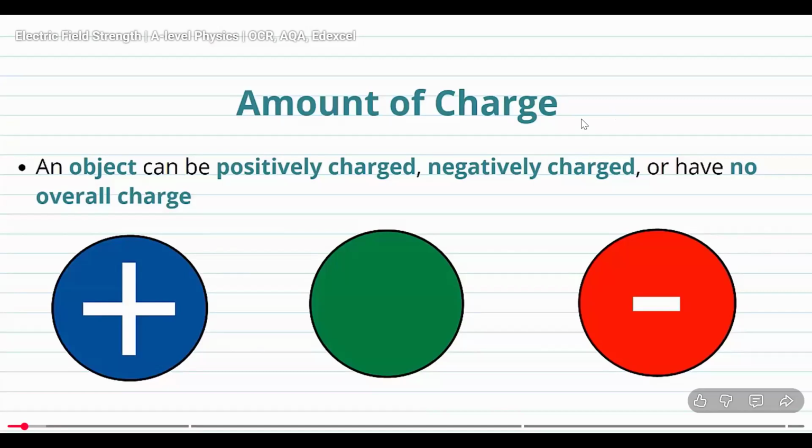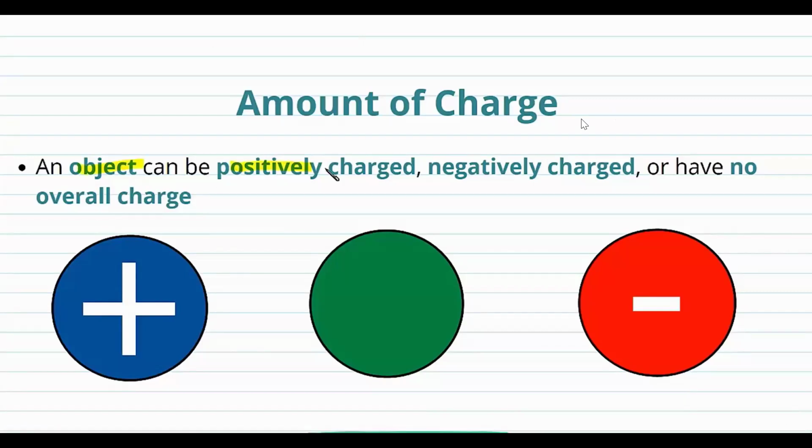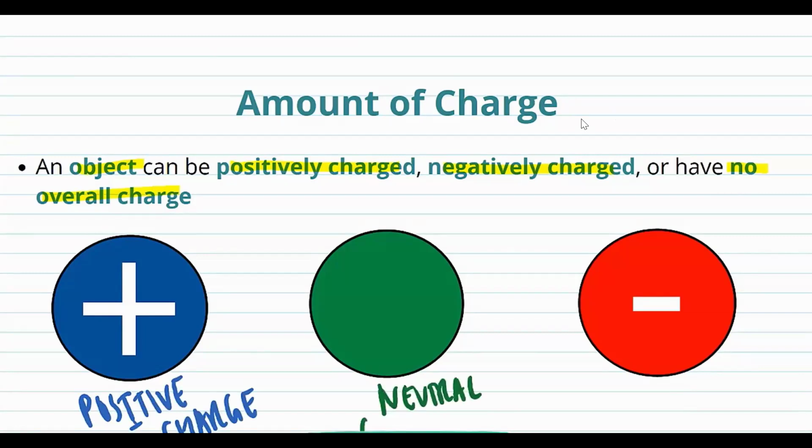Let's think about the amount of charge an object can possess. An object can be positively charged, negatively charged, or have no overall charge. And here we have examples of an object that is positively charged, a neutral object, which has no charge, and a negatively charged object.